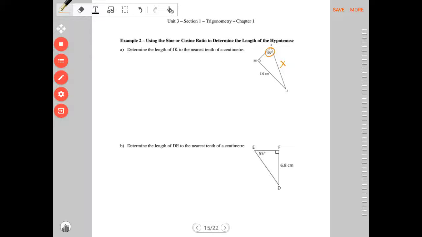So let's see. Here's our angle. There's our side length. So we label everything. So that's opposite. This is hypotenuse. So for SOHCAHTOA, opposite, hypotenuse, so now I'm using sine. So sine of my angle, so 65 degrees, equals opposite, so 7.6, divided by the hypotenuse. So see, now the hypotenuse is on the bottom.